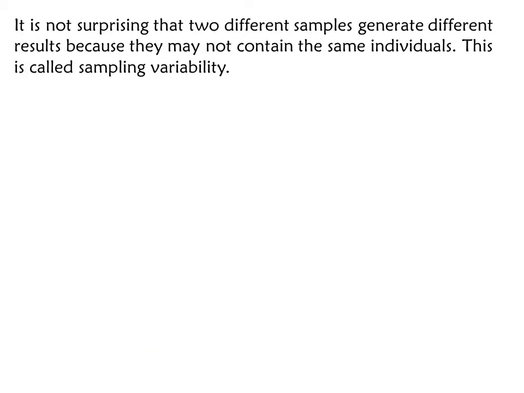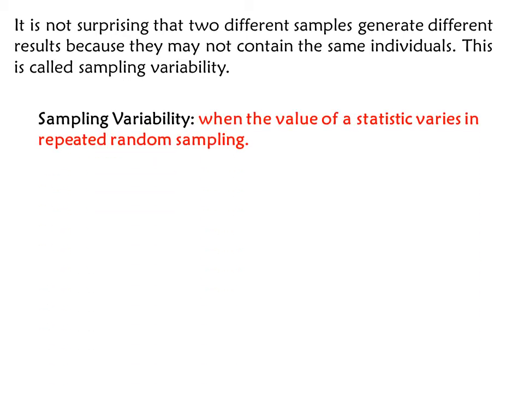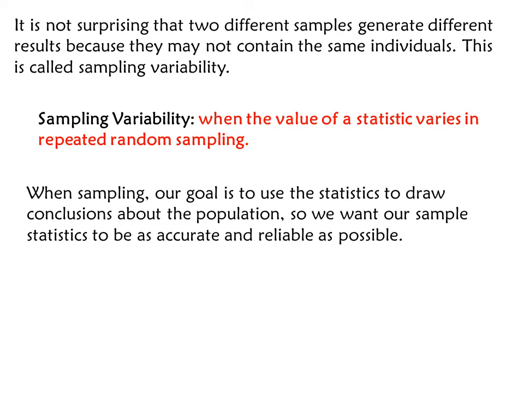It's not surprising that two different samples generate different results because they may not contain the same individuals. This is called sampling variability, when the value of a statistic varies in repeated random sampling. When sampling, our goal is to use the statistics to draw conclusions about the population, so we want our sample statistic to be as accurate and reliable as possible.